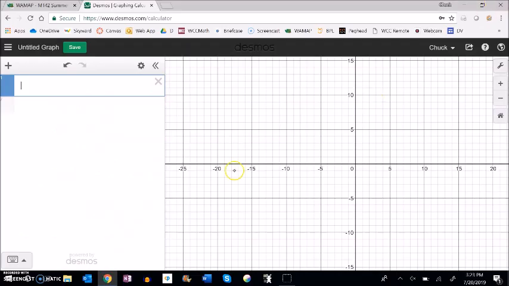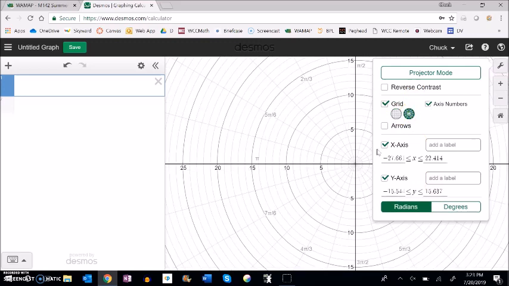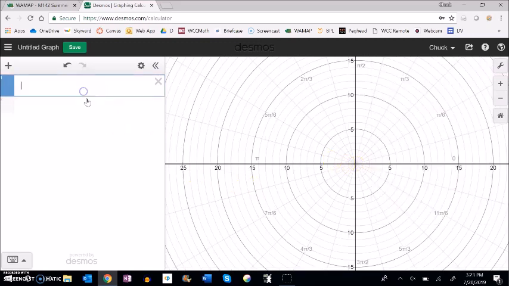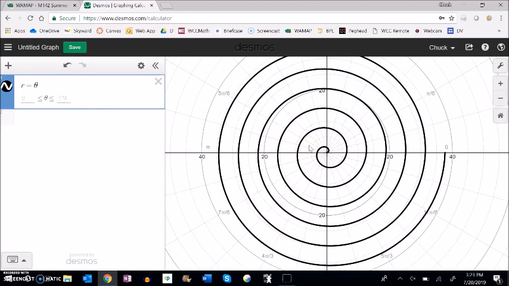Well, fortunately, we have Desmos, and you can write things in terms of r and theta. It's in rectangular coordinates, but I'm going to put this into polar coordinates. So this one right here, and then I'll graph it. So it was r equals theta. You can just type out the theta to get it. And so notice this range goes from 0 to 12 pi. So this went around 6 times, right? I could zoom out. Notice you get this spiral.